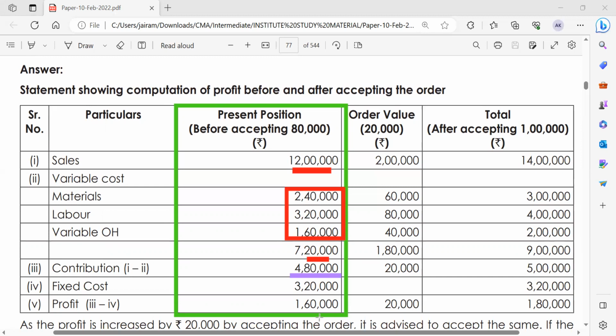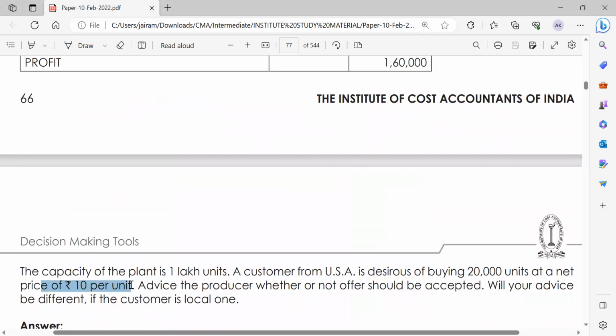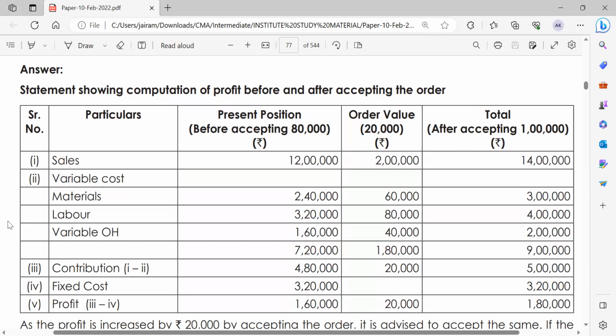Now, let us see for order value 20,000. Just see here, for order value 20,000, what is the selling price that he is ready to take, that we have been given in the problem. 10 per unit. He is desirous of buying 20,000 units at a price of 10 per unit. So for this 20,000, 10 is our SP. So 20,000 into 10 is 2 lakhs. That's how we got 2 lakhs.